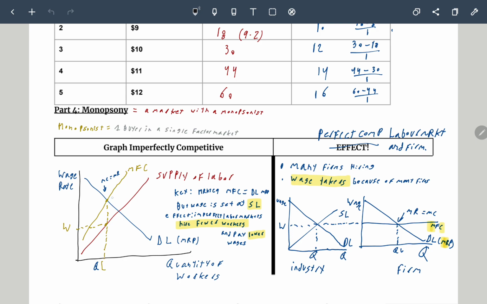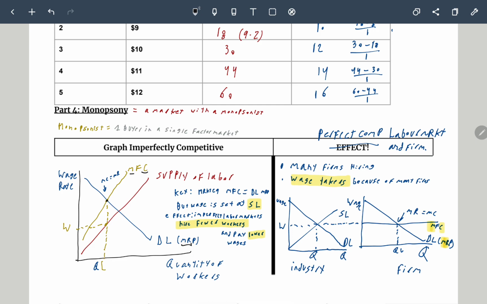Now the intersection here is the MC equals MR because MFC and MRP, so MC to MR. That was a highlight here, MC to MR, and this was their equilibrium. Now you drag that down and you have another equilibrium on the supply curve, which is our price equilibrium, wage to labor.